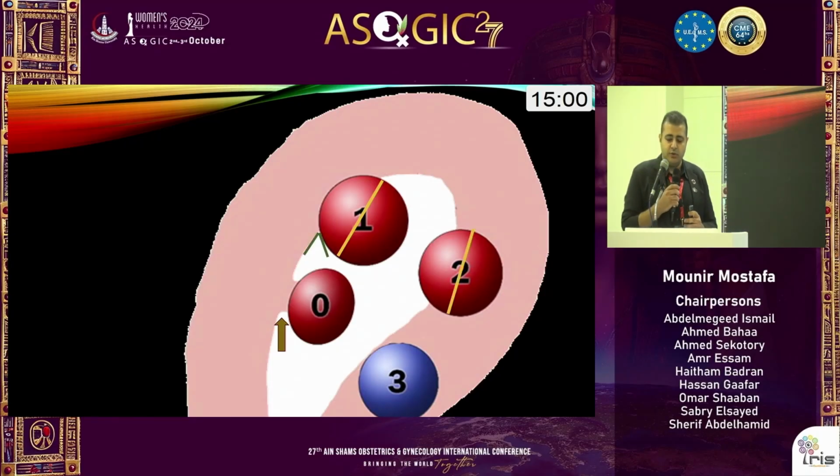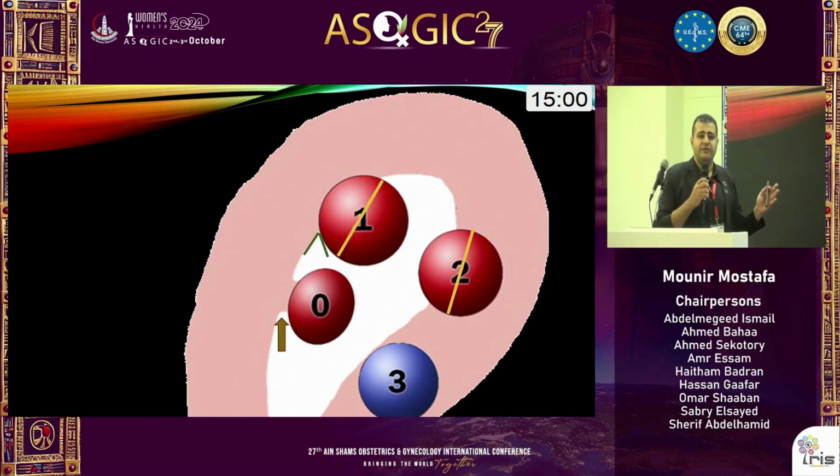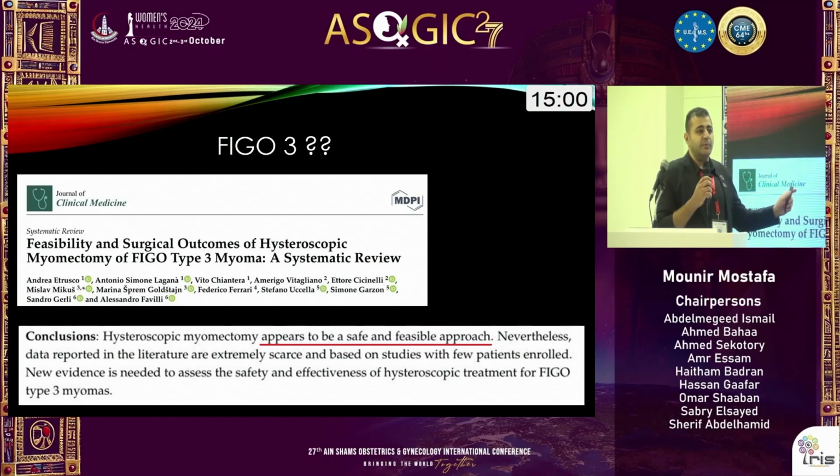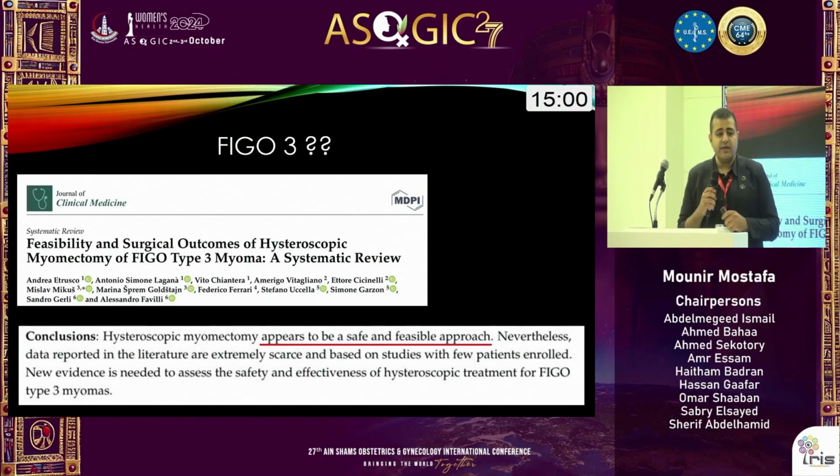And type 2, or grade 2, where more than 50% of the myoma is inside the myometrium with the largest diameter inside the myometrium. There's another one, FIGO 3, which is not a real submucous fibroid. 100% of the fibroid is intramural, but it's touching or very near the endometrium. For FIGO 3, we have evidence that they are associated with a lower implantation rate, cumulative birth rate, and live birth rate. We also have evidence that hysteroscopic myomectomy of FIGO 3 myomas is a safe and feasible approach.